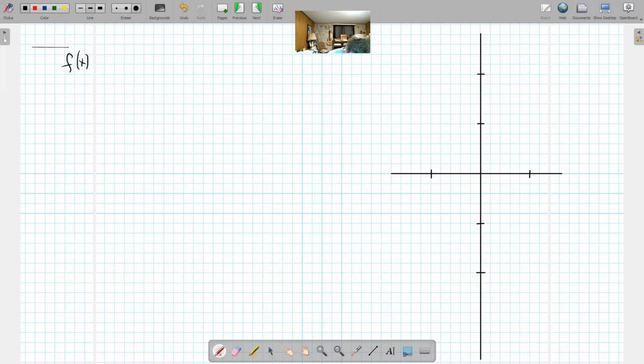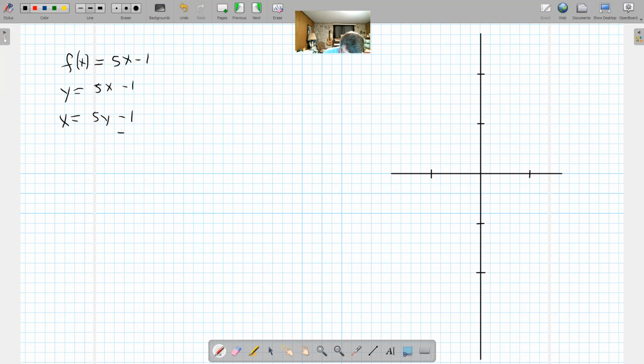F of x equals 5x minus 1. Okay, so what we're going to do, first of all, we're going to find the inverse function. Okay, so y equals 5x minus 1. Replace f of x with y. Interchange x and y. X equals 5y minus 1.